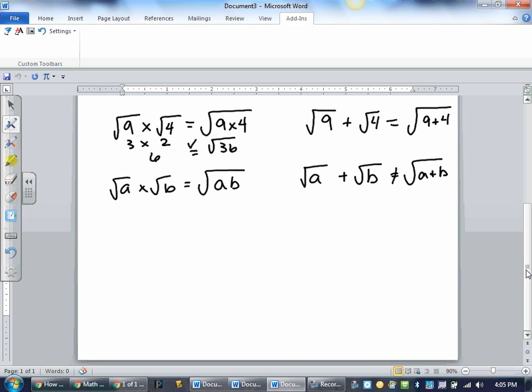Is that true? Yes. Is it true if we do this? This is the square root of 9 is 3 plus 2 is 5 over here. What do we get over here? Oh, the square root of 13. That is not 5. Does not work. Okay, so there's rules for multiplying and dividing. They work.